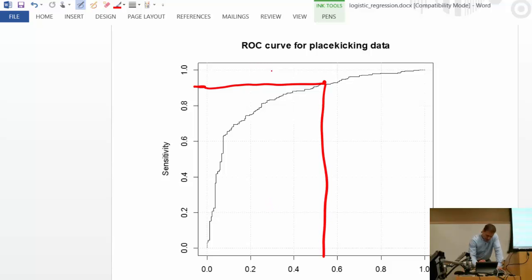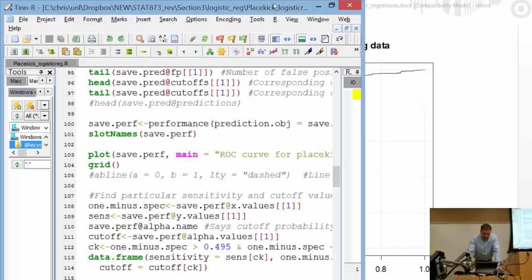And there is a particular cutoff probability that you can find that gives you essentially that point on that plot. Well, how do you find that particular cutoff probability? Unfortunately, it's not necessarily the easiest thing to do with these ROC curves the way that they're implemented in R. And actually, I've never seen it easy in any software package. But this is how we can do it. So this is now new stuff.